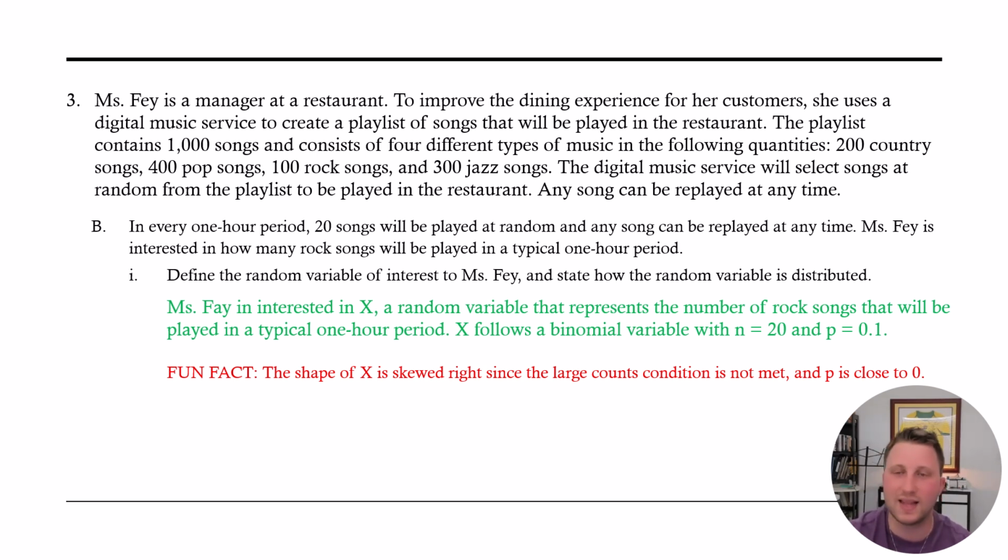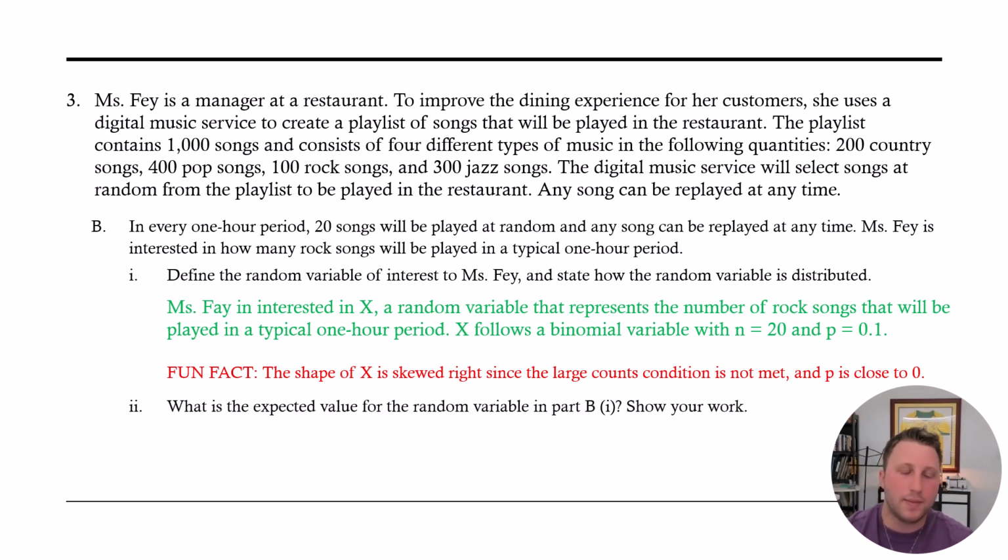And again, this is not going to be required, but I said, fun fact, the shape of X is skewed right. And I know that because the large counts condition is not met: n times p equals 2, which is far less than 10. So there's no sense in checking n times 1 minus p, but we know that when the large counts condition is not met and p is close to 0, the shape is going to be skewed right. And B-II asks, what is the expected value for the random variable in part B? The expected value of a binomial variable is n times p, so that's 20 times 0.1, which gives me 2 songs.